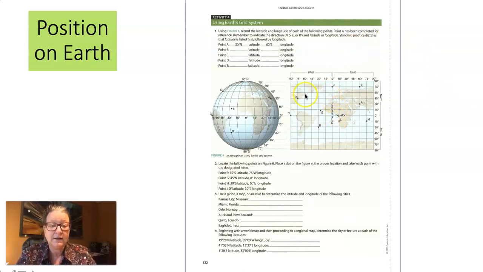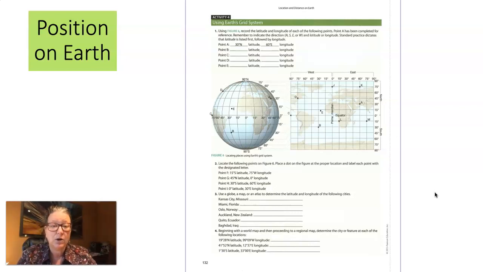So you're going to look at these maps. There's a globe and a map, which is kind of helpful because, for example, here, point C is kind of difficult to see where it is. And then if you look over here, well, it's pretty clearly at this meridian and this parallel. Lower in the page, you're going to put additional dots on the map. And then you're going to use a globe to figure out the latitude and longitude of these various cities.